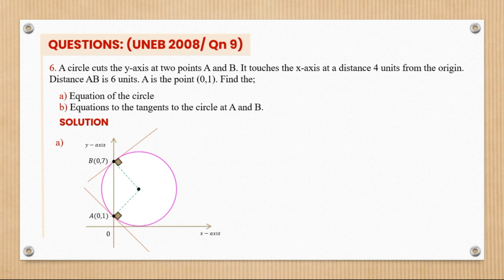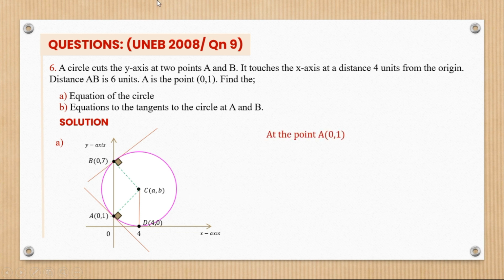Then we've also been told that it touches the x-axis at a distance 4 units from the origin. So that means we have a point right there. We're going to call that point where it touches the x-axis point D, and the coordinates there are (4, 0). So this is what we have now.